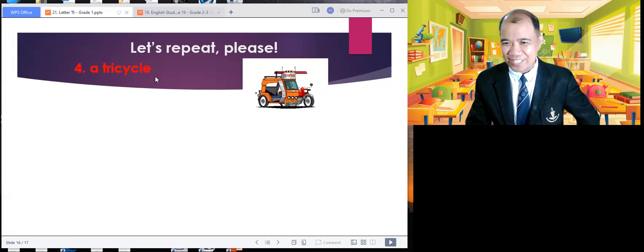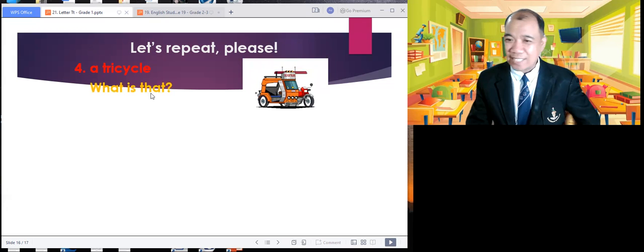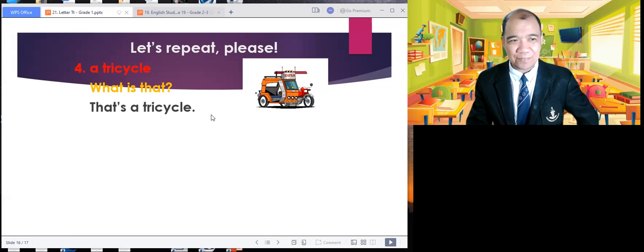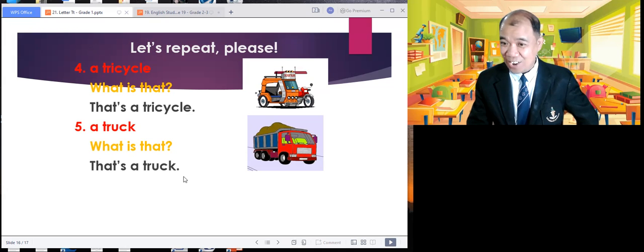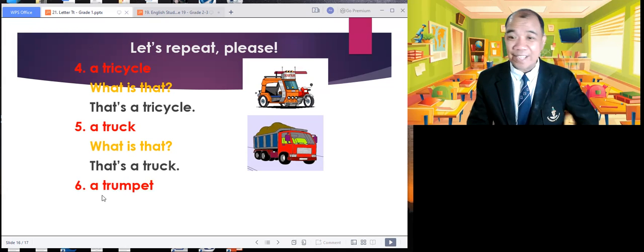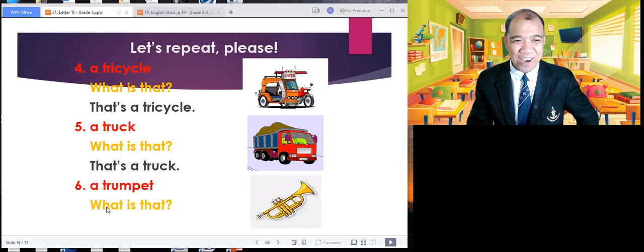A tricycle. What is that? That's a tricycle. A truck. What is that? That's a truck. A trumpet. What is that? That's a trumpet.